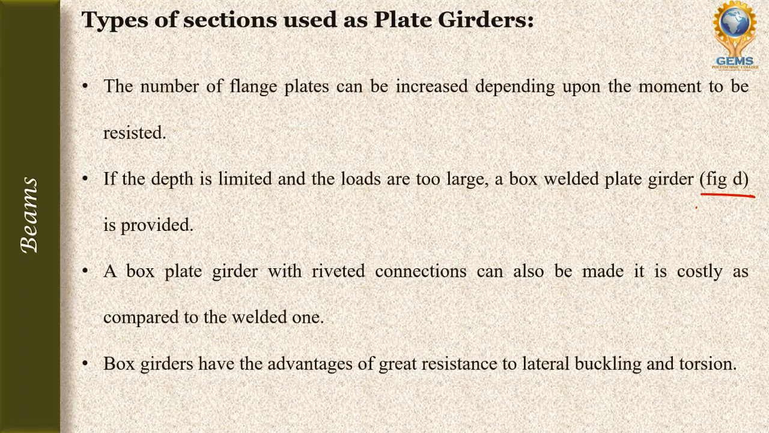So the first three types we will use when the loads and the span are large. But if the depth is limited and the loads are too large, we will go for a box welded plate girder. That is figure number 4. A box girder with riveted connection can also be made. It is costly as compared to the welded one. So instead of welded, we can go for the box riveted plate girder also, but cost-wise it will be very high when compared to the box welded plate girder.